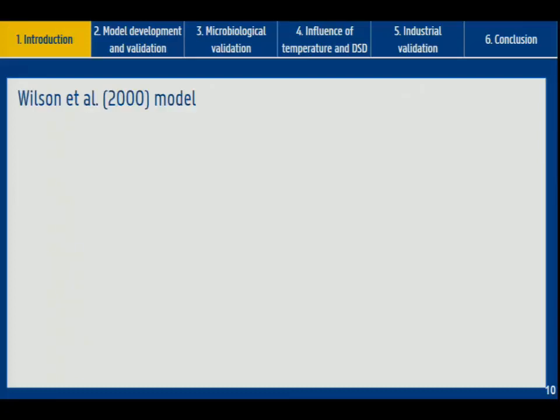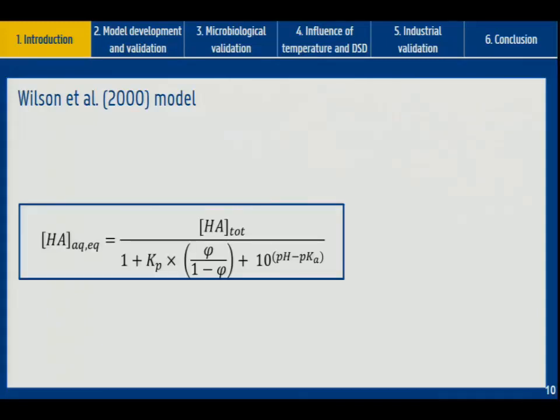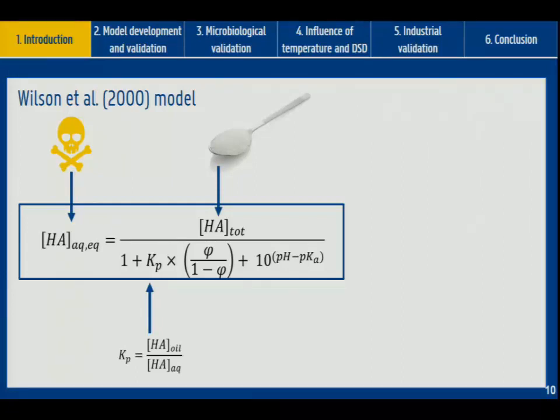We were looking if there is already some information on the behavior of sorbic acid in biphasic foods, and we found an equation from Wilson and colleagues from England. This is the equation, and it tells that the inhibitory form, so the protonated aqueous sorbic acid in equilibrium, is dependent on the total sorbic acid that you add in the system, on the partition coefficient, which is a quotient of the concentration of sorbic acid in oil divided by the concentration of sorbic acid in the aqueous phase, and also the phi, the ratio of oil compared to the entire volume of the emulsion.